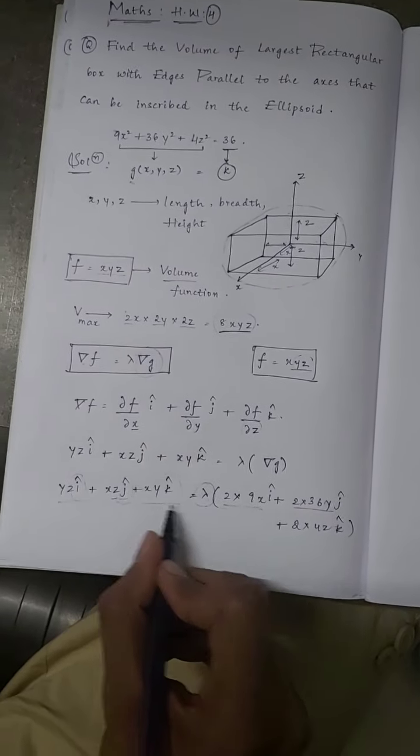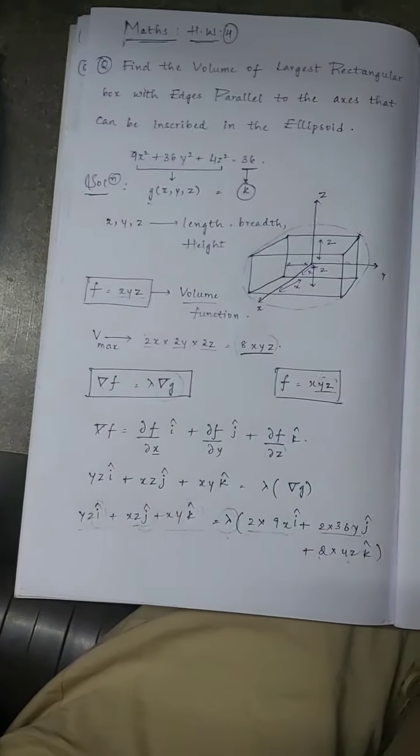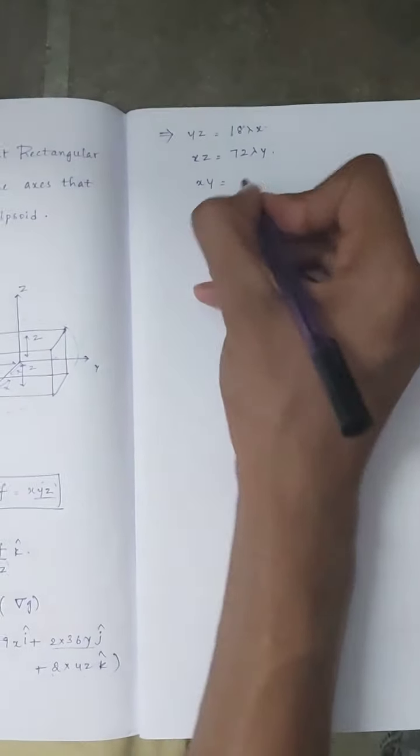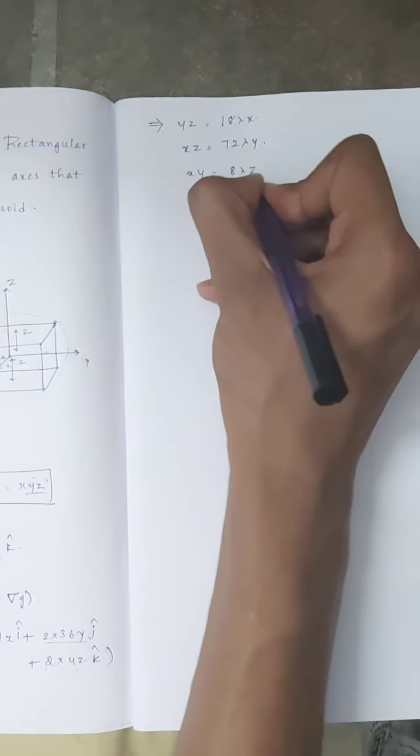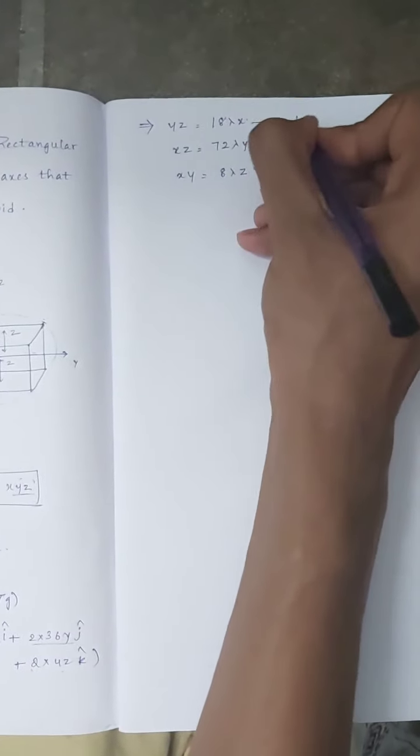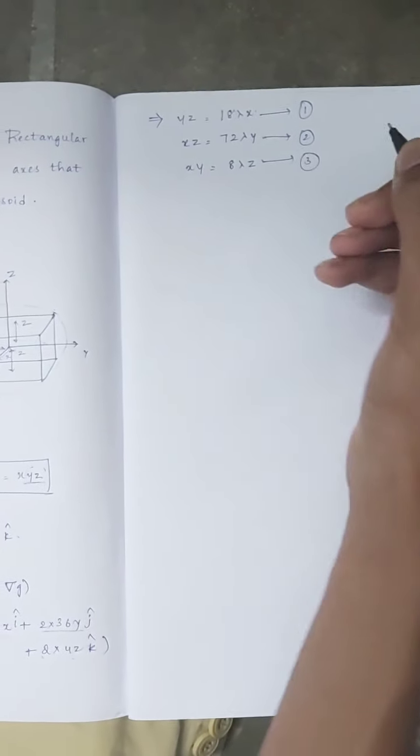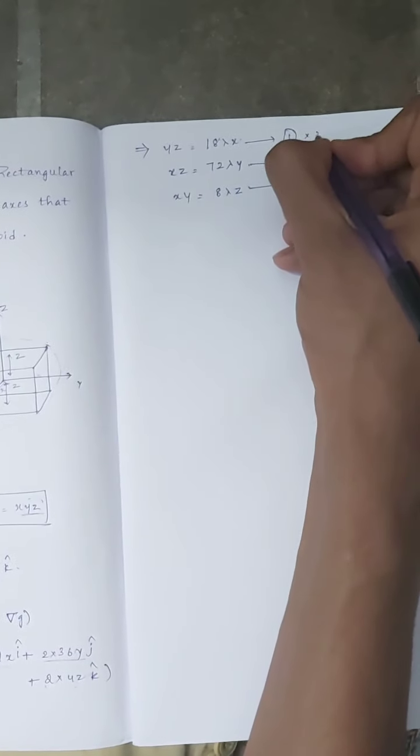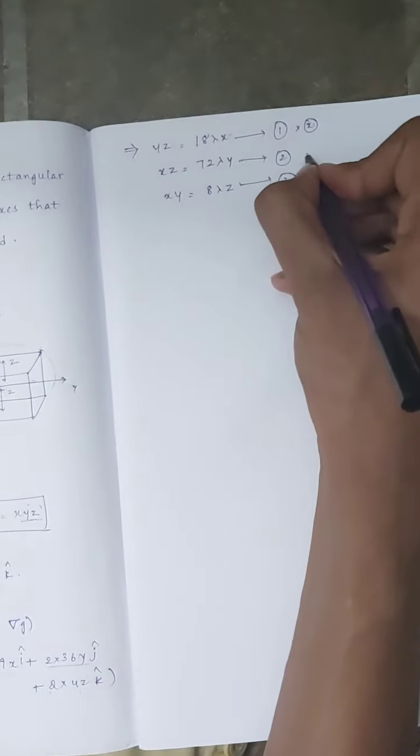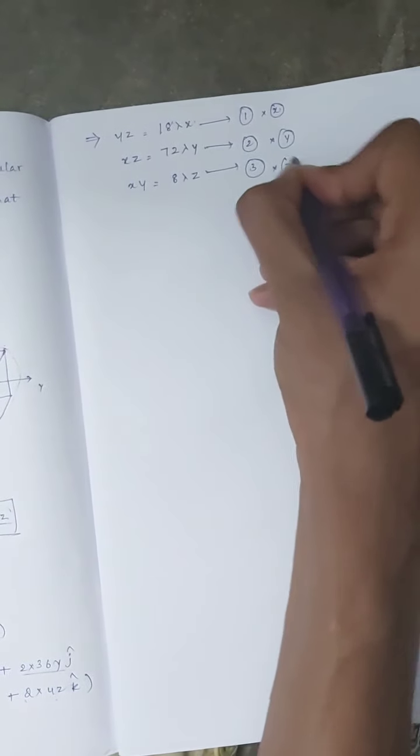next, xy k cap is equal to lambda times 2 into 4z, which means xy is equal to 8 times lambda z. So these are the three equations, 1, 2 and 3. In the first equation let us multiply by x, in the second equation let us multiply by y, in the third equation let us multiply by z.